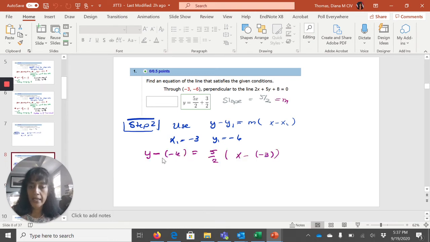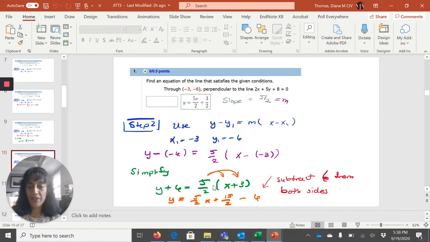And so y minus y1, don't make a minus sign error. It's not worth your time and trouble. Be careful. It's y minus y1 equals m times x minus x1. Double negatives in both places. If you simplify and get rid of those negatives, it's y plus 6 is equal to 5/2 times x plus 3.